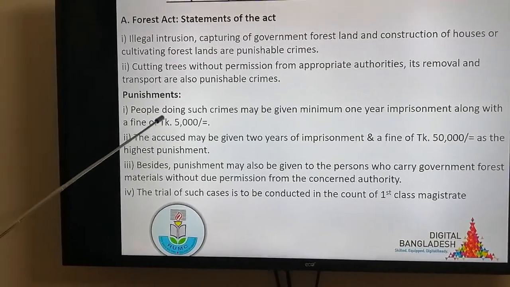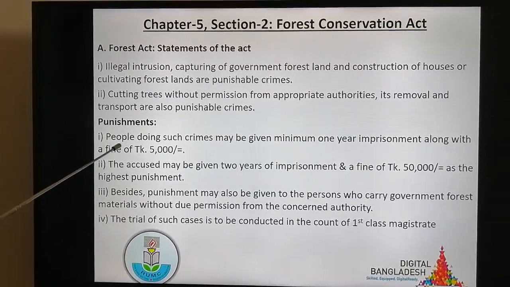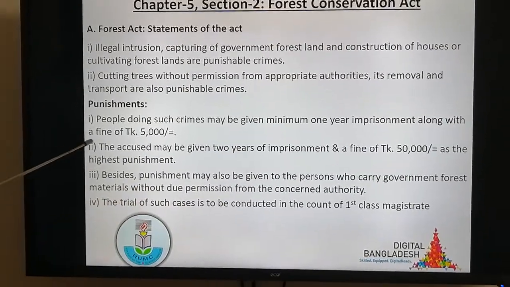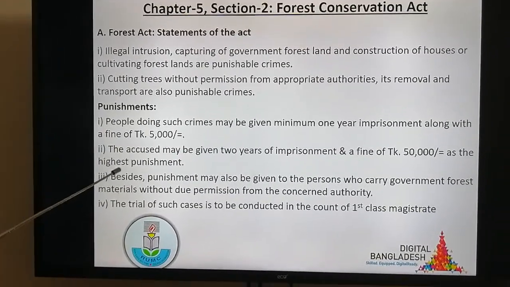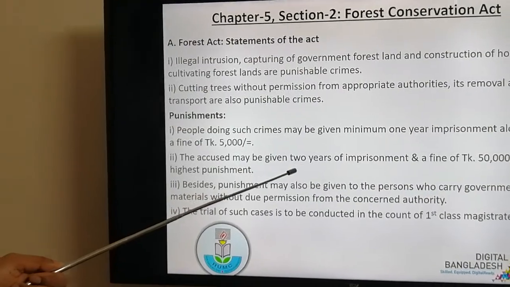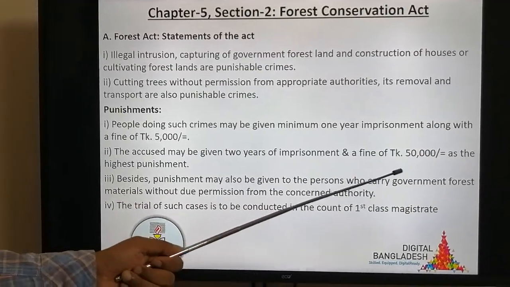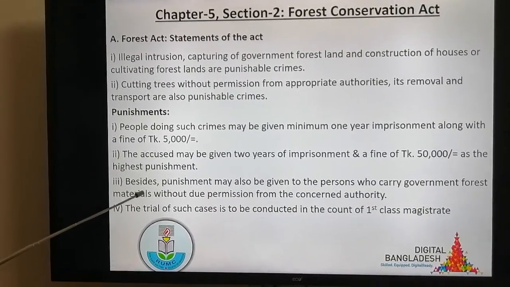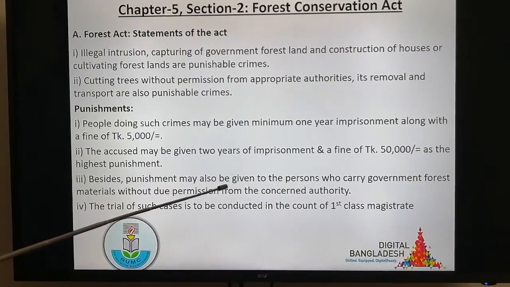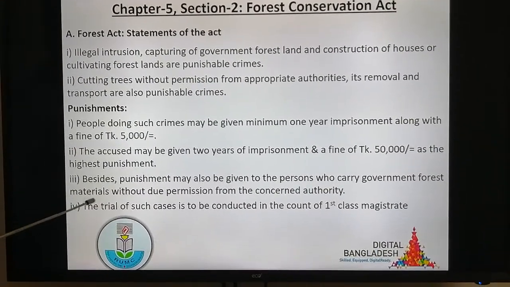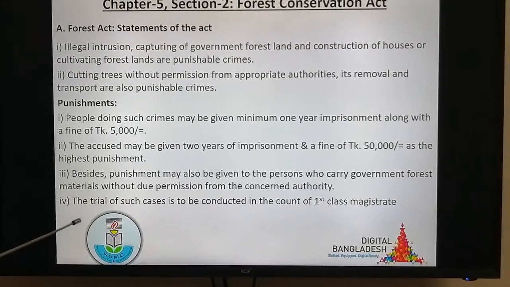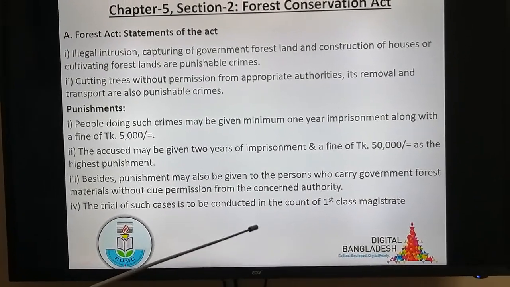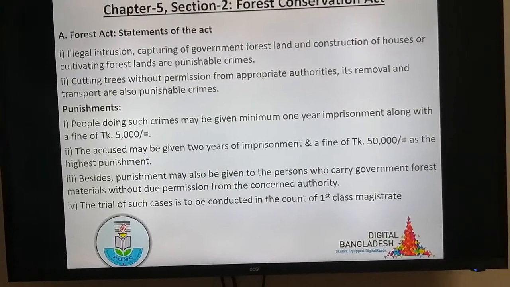What will be the punishments? Number 1, people doing such crimes may be given minimum 1 year imprisonment along with a fine of Taka 5,000. Number 2, the accused may be given 2 years of imprisonment and a fine of Taka 50,000 as the highest punishment. Number 3, punishment may be given to the person who carries government forest materials without due permission from the concerned authority, and the trial of such cases will be conducted in the court of first class magistrate.